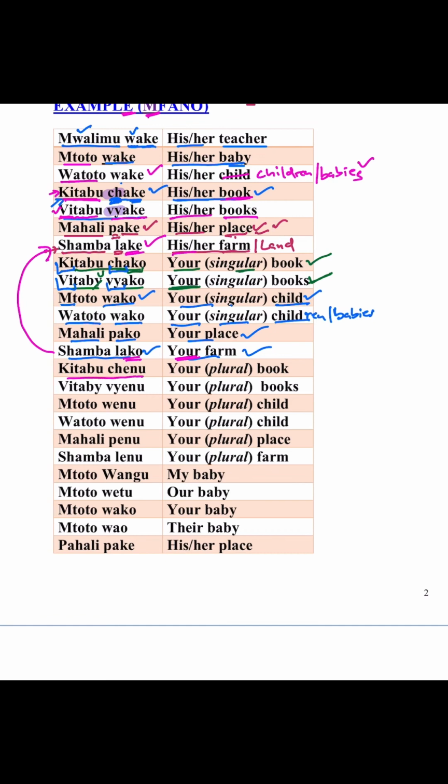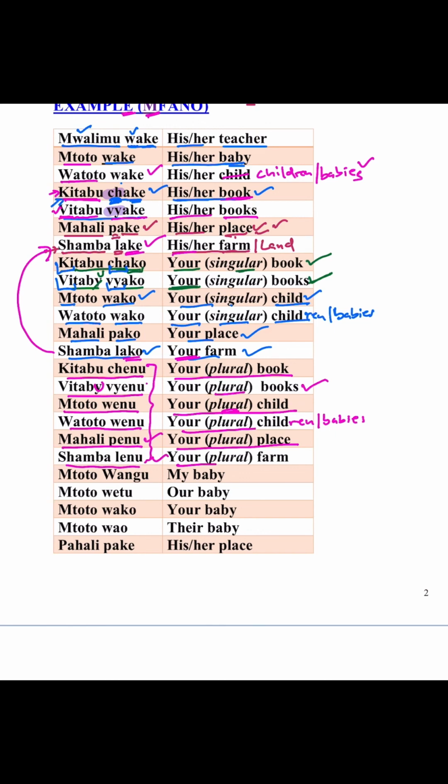Kitabu chenu, that's your book. Vitabu vyenu means your books. So now yours like 2 or 3 of you, your books. Mtoto wenu, that's your child. Again, now plural. Watoto wenu, your children or babies. We use the same word for babies and child. Mahali penu, that's your place. Enu, this keyword enu means yours, more than one person. So mahali penu, your place.